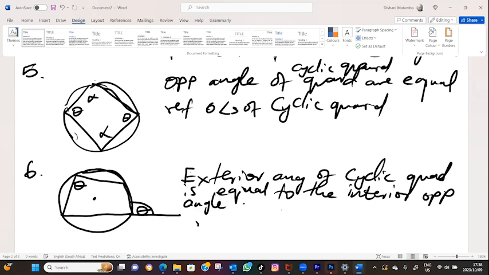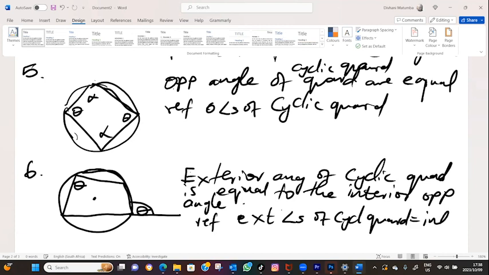Okay, now the reference is also simple. Use the exterior angle of the cyclic quad equals to the interior. That's it.